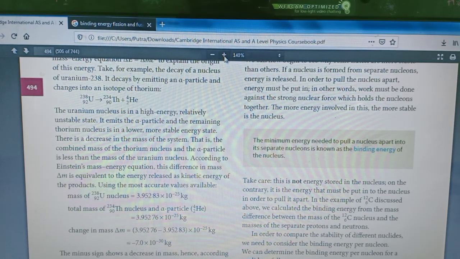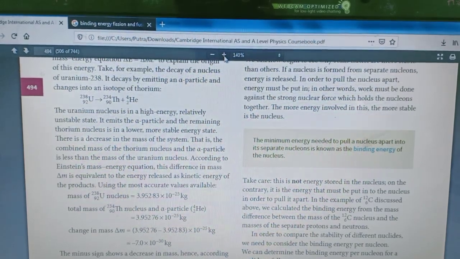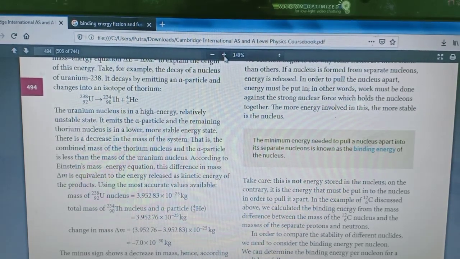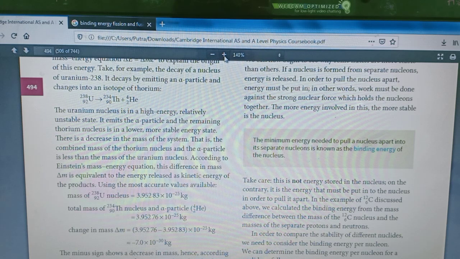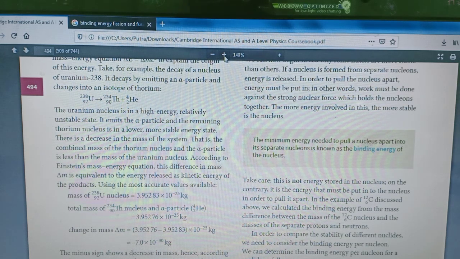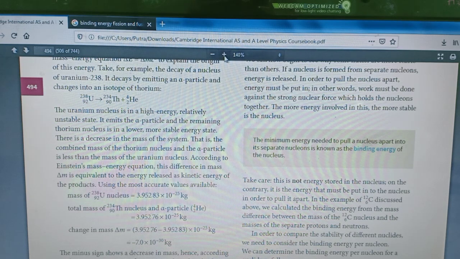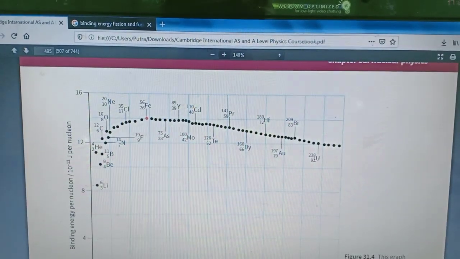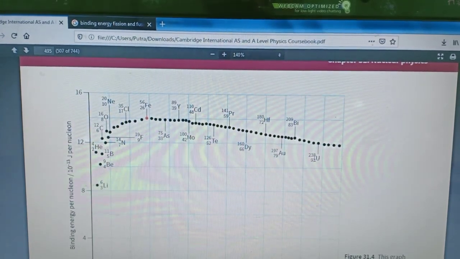Today, we will still discuss nuclear physics, and we are going to continue to discuss the relations between binding energy, fission reaction and fusion reaction in nuclear physics. I will repeat the definition of binding energy. The minimum energy needed to pull a nucleus apart into its separate nucleons, we call it the binding energy. And yesterday we also discussed the graph of the binding energy.